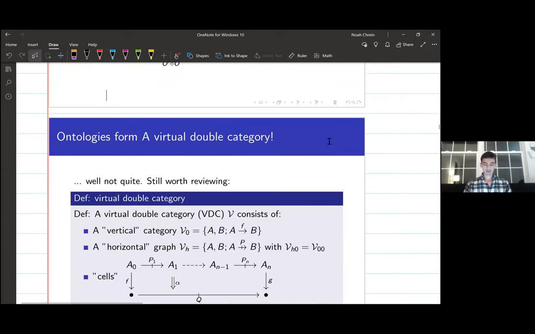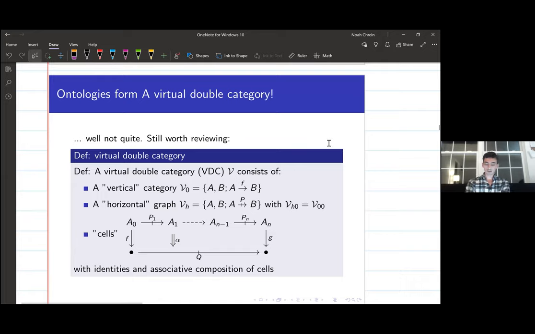But this is not actually the case. We need to shuffle around virtual double categories a little bit to capture everything, but it's still worth reviewing. So if you've seen virtual double categories, this is going to be quick, and if you haven't, hopefully this will be informative. Just to give the raw definition of a virtual double category, it consists of a vertical category. That vertical category has objects and morphisms, and we say it's vertical because when we draw cells like this, they will appear as vertical.